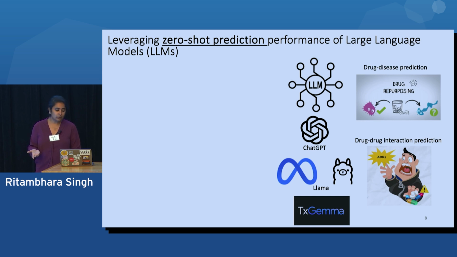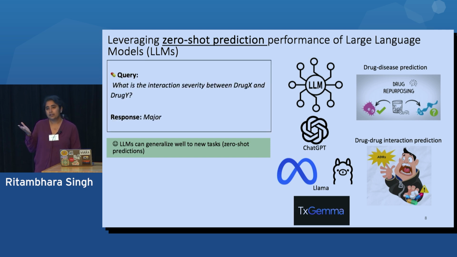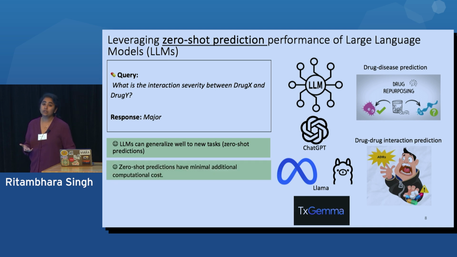And the reason we were looking into LLMs is because we know that in general settings, LLMs can generalize very well to new tasks. So they have really good zero-shot prediction capabilities. So the hypothesis here is we feed in our query, like what is the interaction severity between drug X and Y, and we get an accurate response out of it. The other good advantage of zero-shot predictions is that it has very little additional computational cost. The model is already trained. We just apply it on a new task.